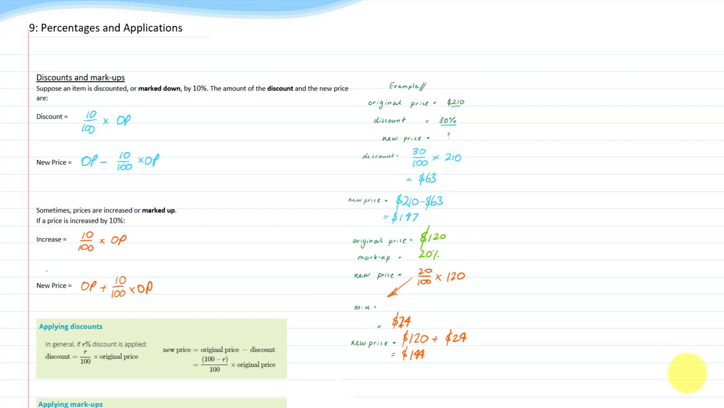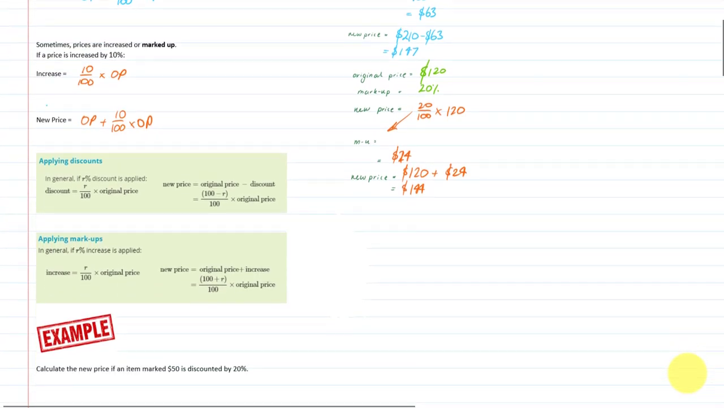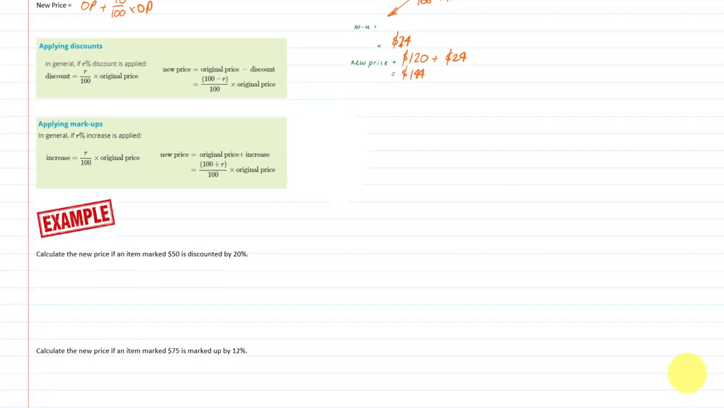Remember that markup should mean that the price goes up, unless of course we're looking at a marked up price and we're trying to work out the original price, but we'll get to some questions like that. So let's talk about applying discounts in general. In general, an R% discount is applied by calculating R over 100 times the original price, that's the discount, and then the new price is the original price minus the discount.